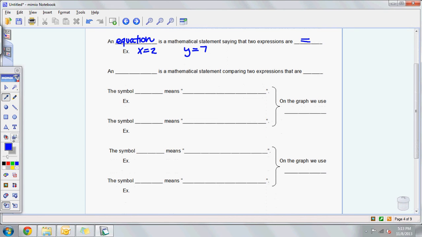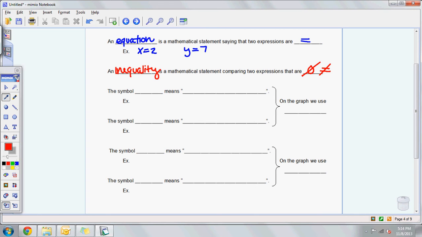Inequalities, which is what this chapter is all about, are very different. So an inequality is a mathematical statement comparing two expressions that are not equal. That's what that sign means. Or you can do not equal. Okay? So let's just refresh ourselves on the four inequality symbols that we're used to.